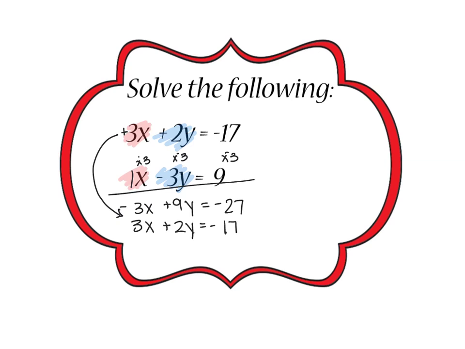And now I'm ready to add because I have negative 3x and a positive 3x. So those are going to cancel. 9 plus 2 will get me 11y. And then negative 27 plus negative 17 would get me negative 44. When I divide both sides by 11, I get y equals negative 4. Then I'm going to take that and plug it back in.